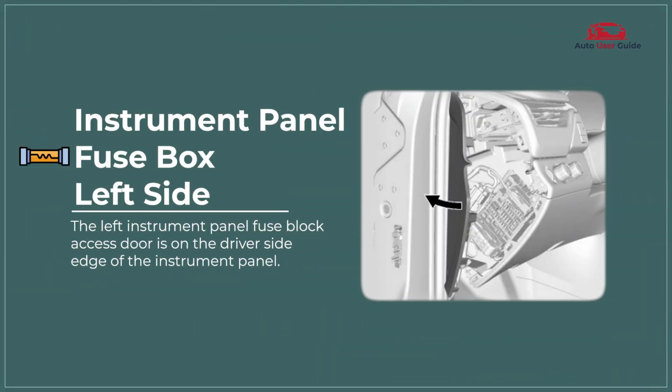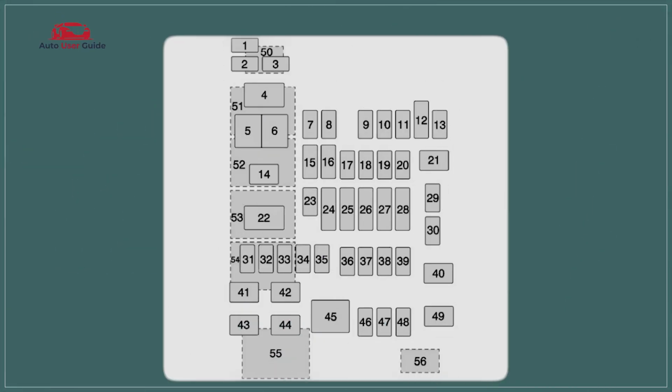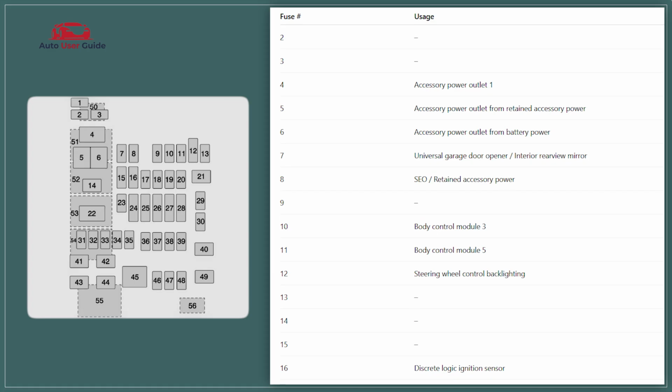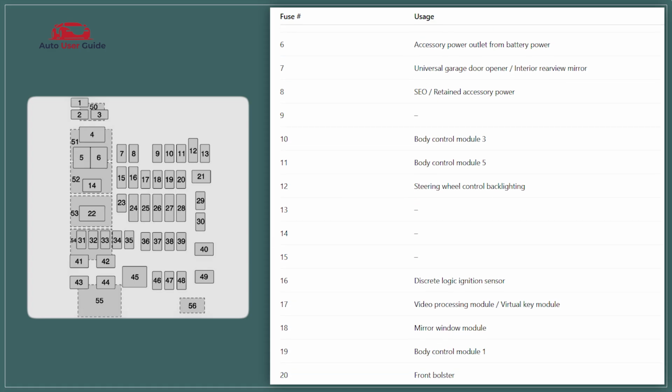Instrument panel fuse box left side. The left side instrument panel fuse box in the 2018 GMC Yukon manages electrical protection for driver-focused features. It supports functions such as lighting, power windows, seat controls, and key vehicle accessories.